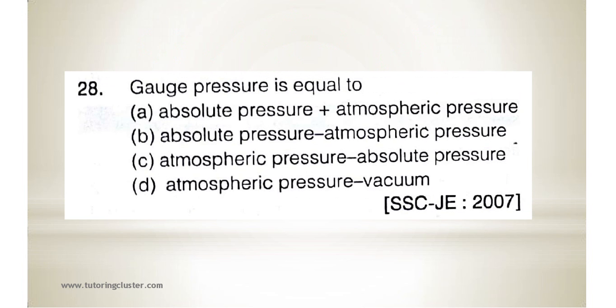Next, gauge pressure. We know absolute pressure is equal to P gauge plus P atmospheric. So P gauge is equal to P absolute minus P atmospheric, that is, absolute pressure minus atmospheric pressure.